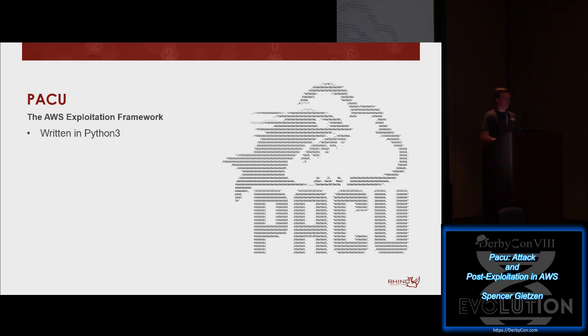So AWS Exploitation Framework, it's written in Python 3, covers the whole kill chain, so reconnaissance, enumeration, logging and monitoring, disruption, persistence, privilege escalation, data exfiltration, just general exploitation. We try and include all that in there.